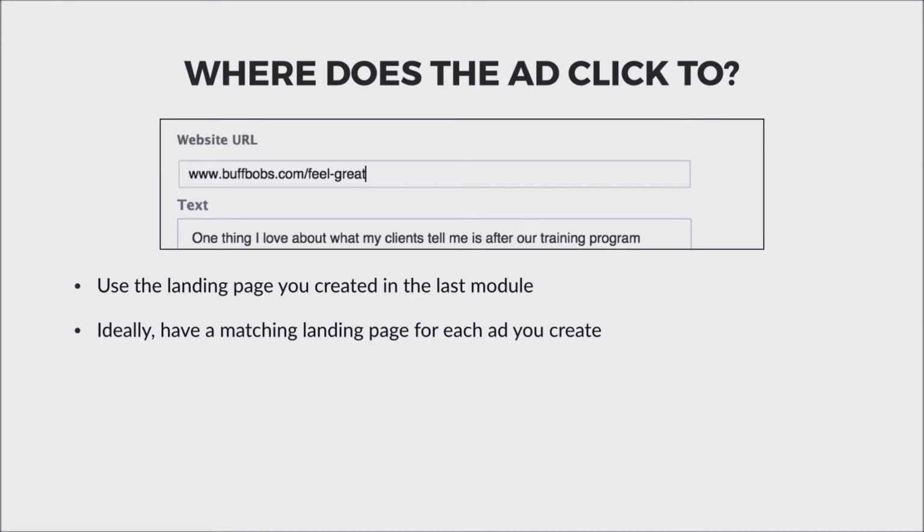Next, enter in the destination URL of your ad. This is where users will go to when they click on your ad. This should be that high converting landing page you created in the last module, or a high converting blog post that you want to drive more traffic to. And ideally, your landing page should match the text, image, and post content of the ad you're using.